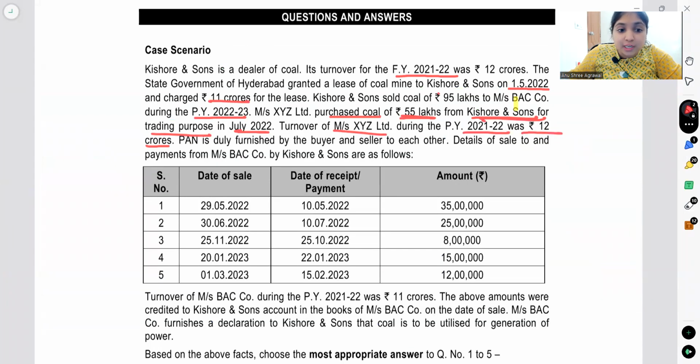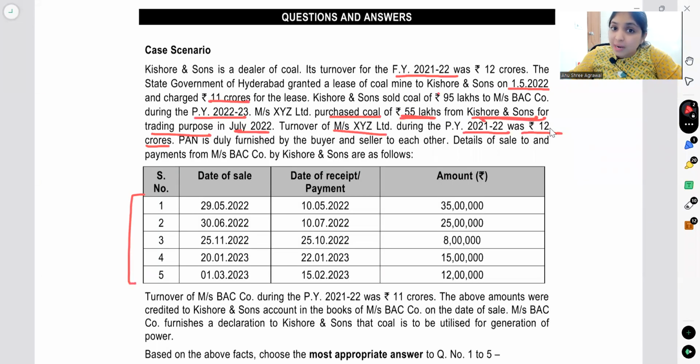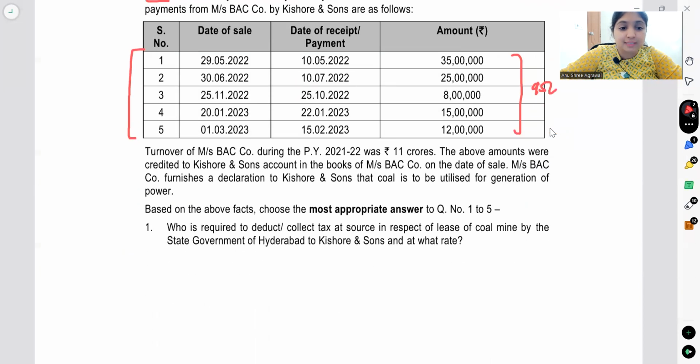Then details of sale to and payments from BAC and Co. are as follows. Remember, we had discussed that Kishore and Sons has sold coal worth 95 lakhs to BAC and Co. But the dates we did not have. That when did this transaction happen? So we don't have any specific date. This sale has happened across the year. So they have given us the breakup of that 95 lakhs. When did the sale happen? When did we receive the payment and for what amount? Total, if you add up and see, it's going to be 95 lakhs.